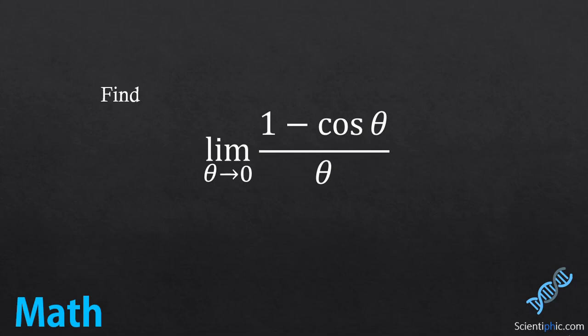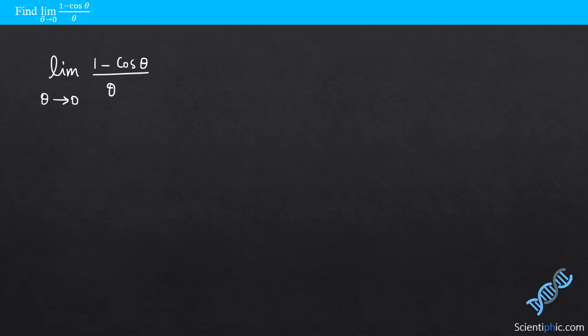to 0. Okay, so as you might already know, the first step to solve a limit is to substitute the variable with the amount that the variable has to approach to. So basically here, instead of theta, we are gonna substitute 0. So 1 minus cosine of 0 over 0. And we know that cosine of 0 is 1. So 1 minus 1 over 0, which ends up being 0 over 0.